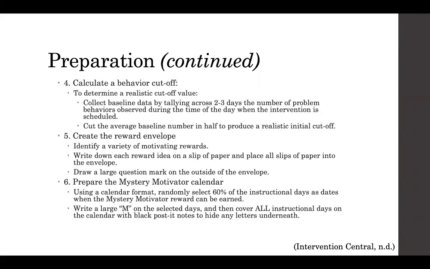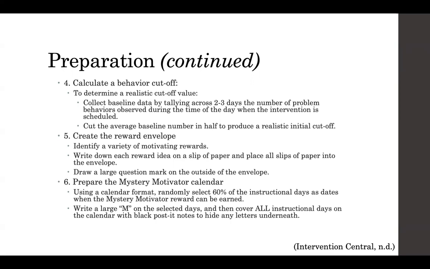Next, calculate a behavior cutoff. Students will receive a reward after the intervention session when the total number of problem behaviors falls below the teacher defined cutoff. To determine a realistic cutoff value, collect baseline data by tallying across 2 to 3 days the number of problem behaviors observed during the time of the day when the intervention is scheduled. Then, cut the average baseline number in half to come up with a realistic initial cutoff.